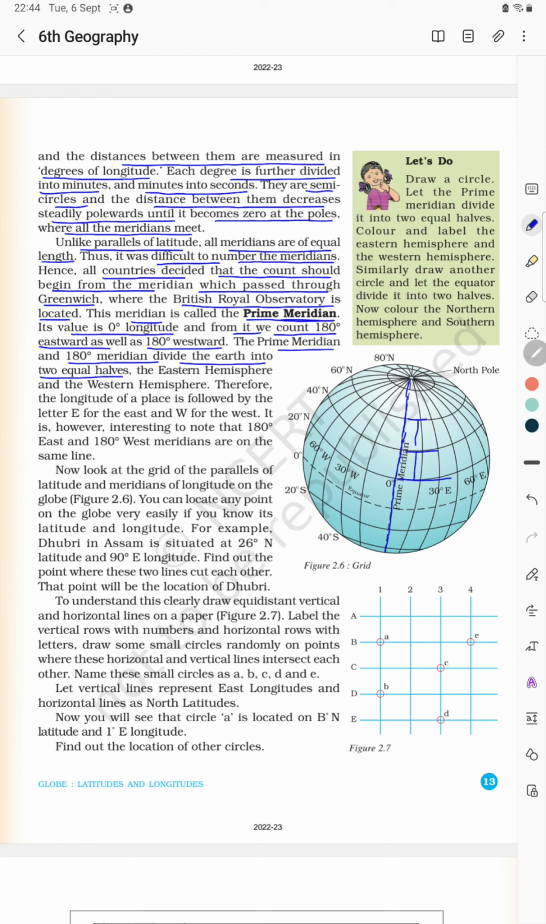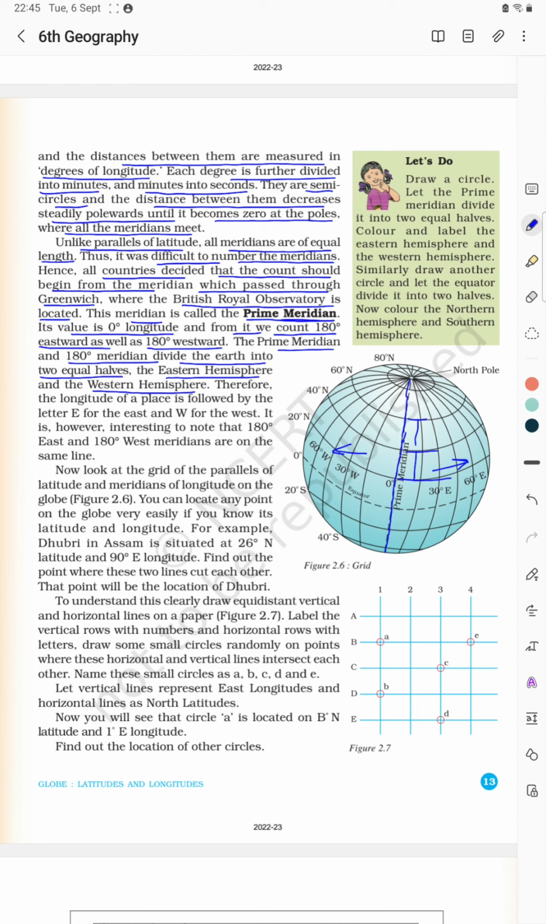So these two lines divide the earth into two equal halves. The eastern side is the eastern hemisphere, and the western side is the western hemisphere. Like we have seen in the case of the equator, one is the northern hemisphere, one is the southern hemisphere. So latitude divides the earth into two equal halves, one northern hemisphere, second southern hemisphere. Similarly, the prime meridian and 180° meridian divide the earth into two equal halves. So one is the eastern hemisphere and one is the western hemisphere.